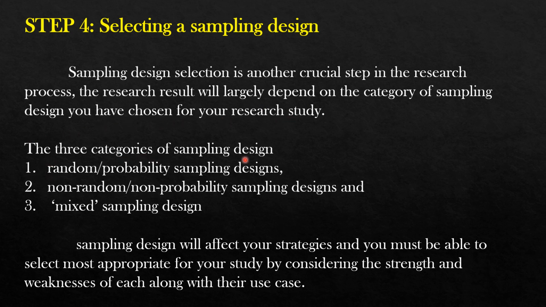The 3 categories of sampling design are: first one, random probability sampling design; number 2, non-random or non-probability sampling design; and the third one is mixed sampling design. Sampling design will affect your strategies, and you must be able to select the most appropriate for your study by considering the strengths and weaknesses of each along with their use case.